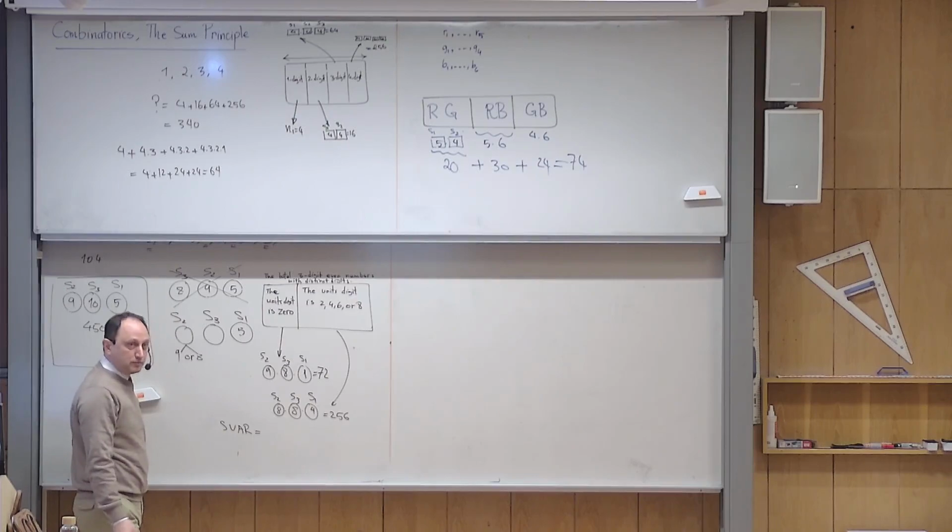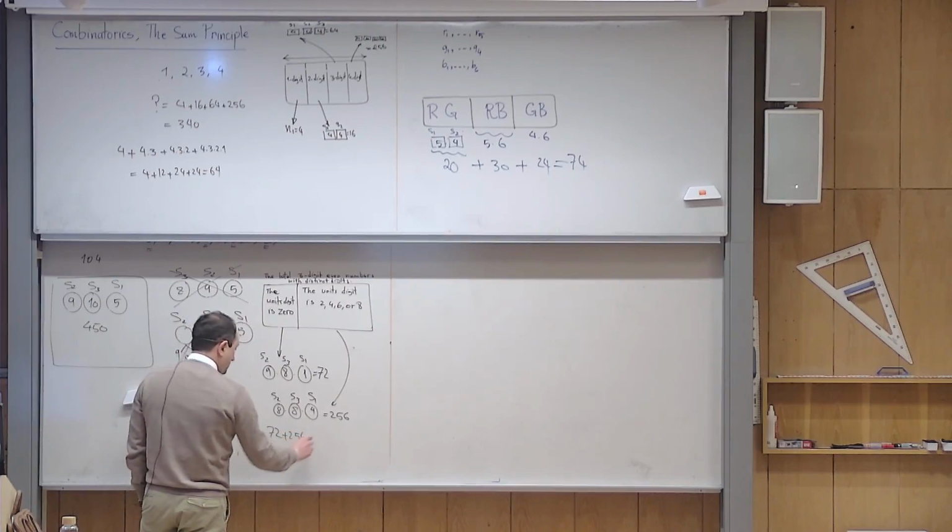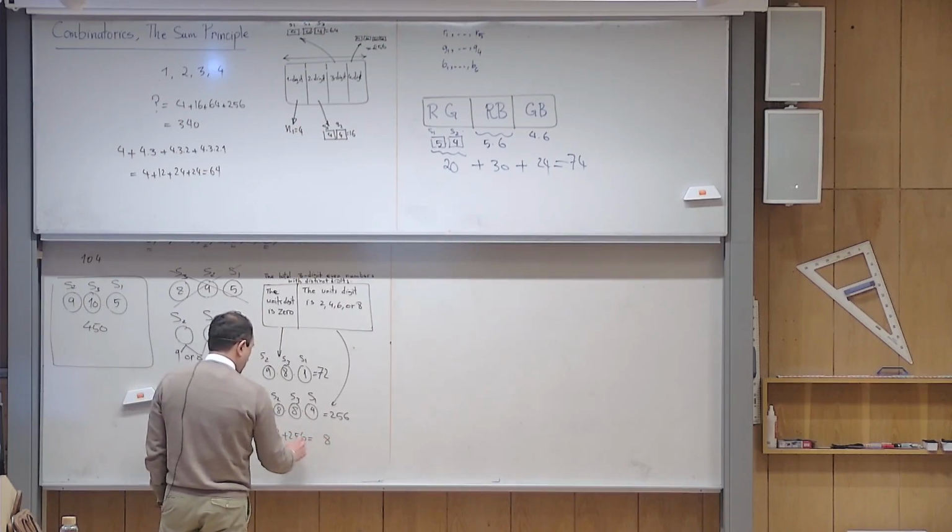We have to add them now. So I need the sum rule, yes? So 72 plus 256. So the answer is 8. And then 2, 3.